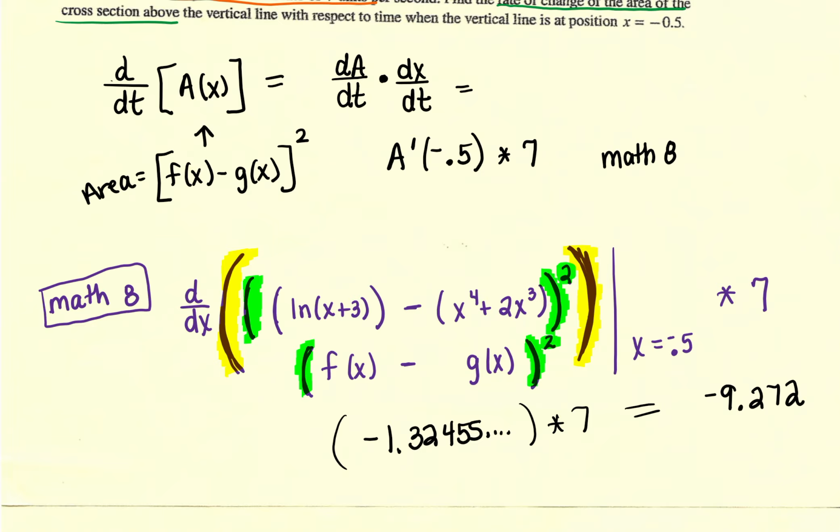As far as your points are concerned on this one, if you knew to take the derivative of that and that chain on it to consider multiplying by that rate of movement of that line of 7, give yourself a point. And then to get your final answer, give yourself your other point.